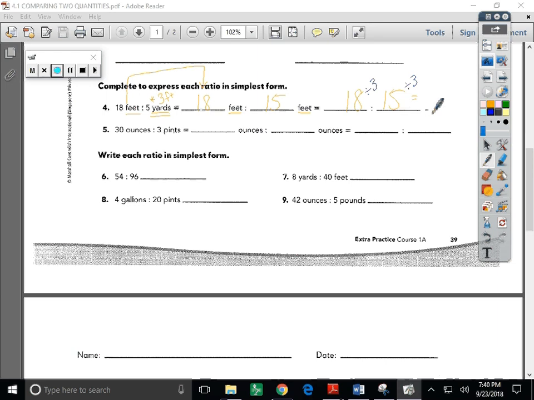So, final answer. Let's give ourselves a little more space here. They didn't give me enough to work with. 3 goes into 18 6 times, and 3 goes into 15 5 times. I have a final answer and simplest one.